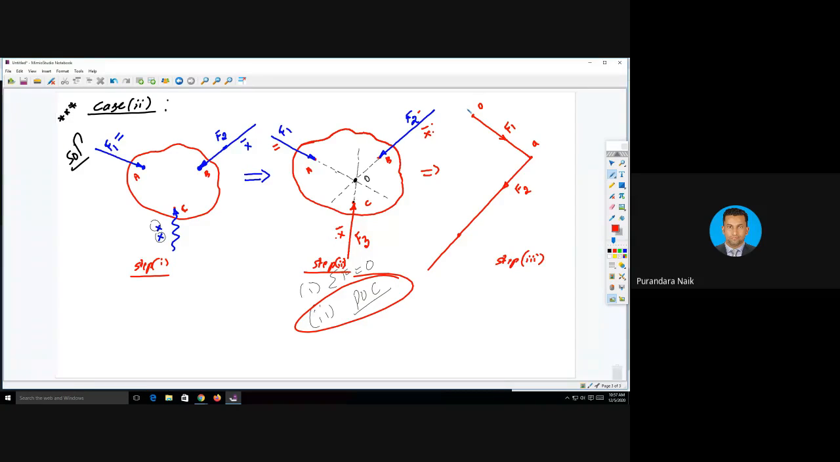So I have to draw a line which is parallel to F3. F3 is here. I'll draw a line parallel to F3, so it will intersect somewhere here. I'll get an intersection point. That point is B. Is it okay? Now the length of AB gives you the magnitude of F2. If you take the length of OB, you get the magnitude of F3.